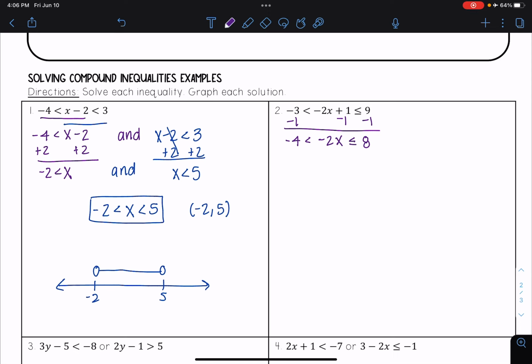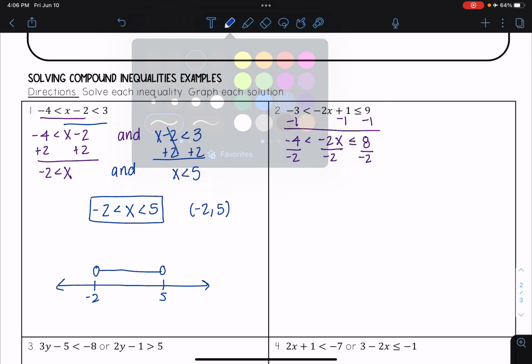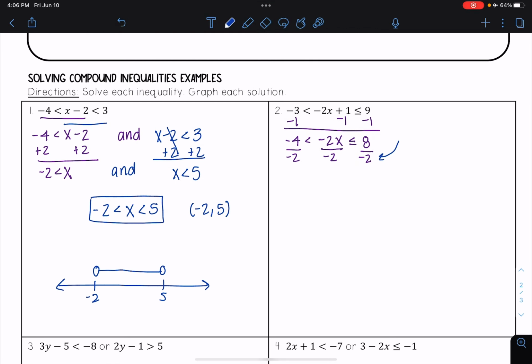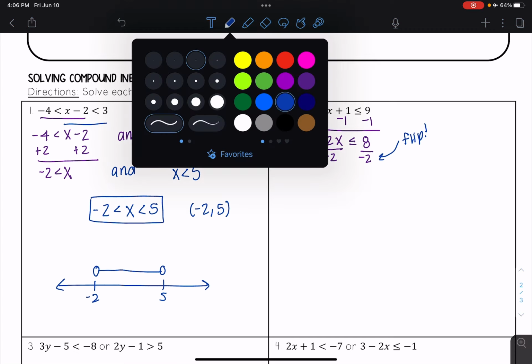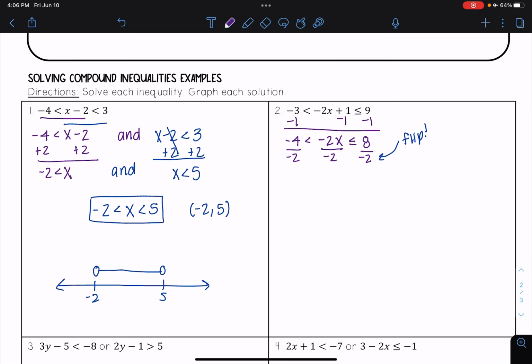And now to get rid of that negative 2, I'm going to divide by negative 2. But when I'm dividing by negative 2, I need to divide all 3. So I need to divide the 8, and I need to divide the negative 4. And here we need to be careful. I'm dividing by a negative 2. So remember from our last lesson, that means I need to flip my inequalities. So now I have negative 4 divided by negative 2 is positive 2. Instead of less than, I have greater than x. Instead of less than or equal to, I have greater than or equal to negative 4.